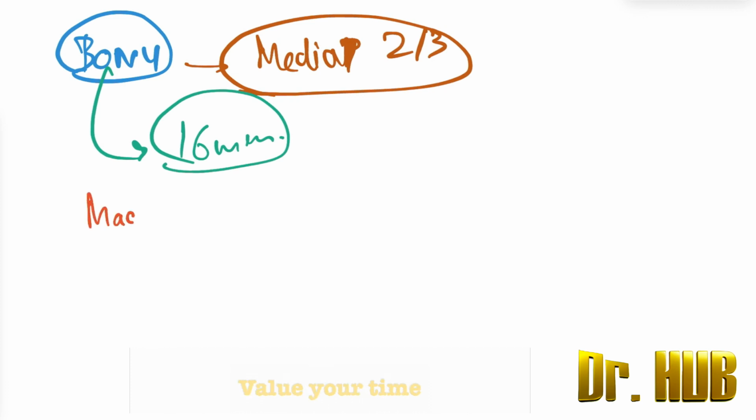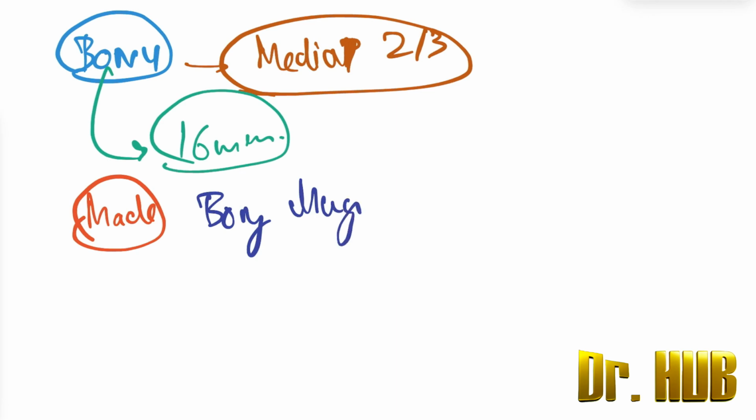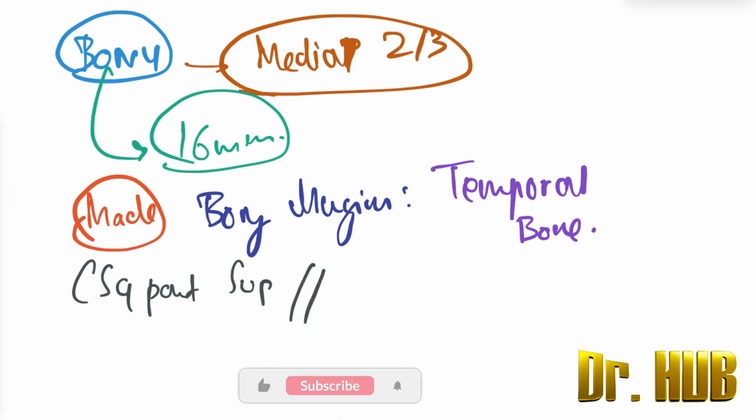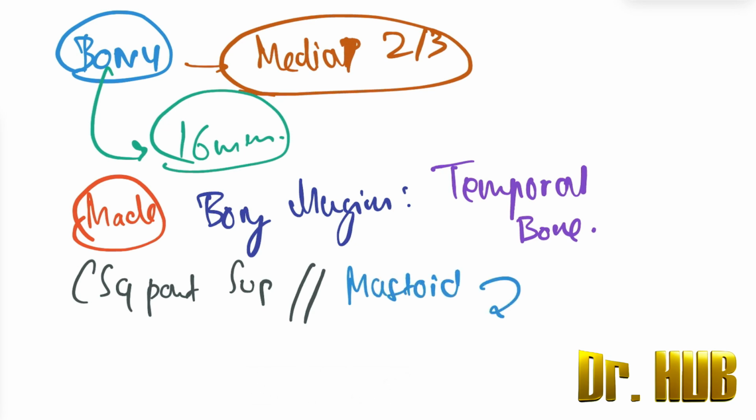Then we look at what it is made of. The bony part is made of the bony margins of the temporal bone. It is made of the squamous part superiorly and also the mastoid part, which is found posteriorly.